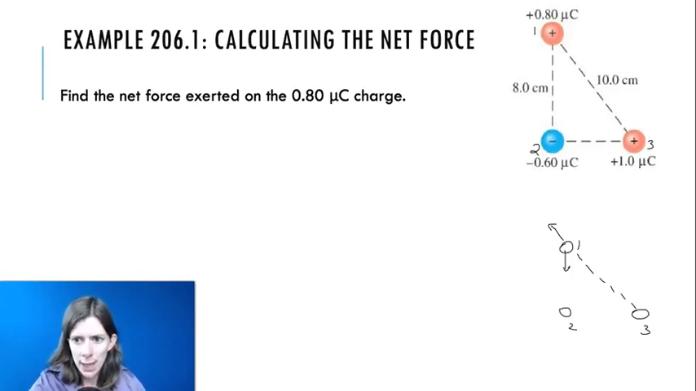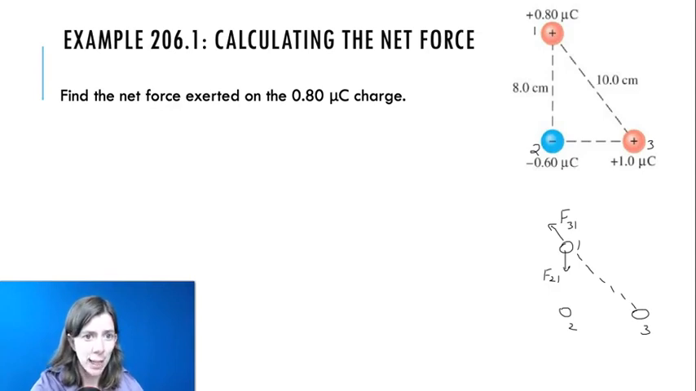So this one here, we're going to call it F21, the force from charge 2 acting on number 1. And this one here, what do you think we're going to call it? F31, the force from number 3 acting on number 1. So hopefully, as we talk about each step, you pause the video and try to do each step by yourself before we go over it.